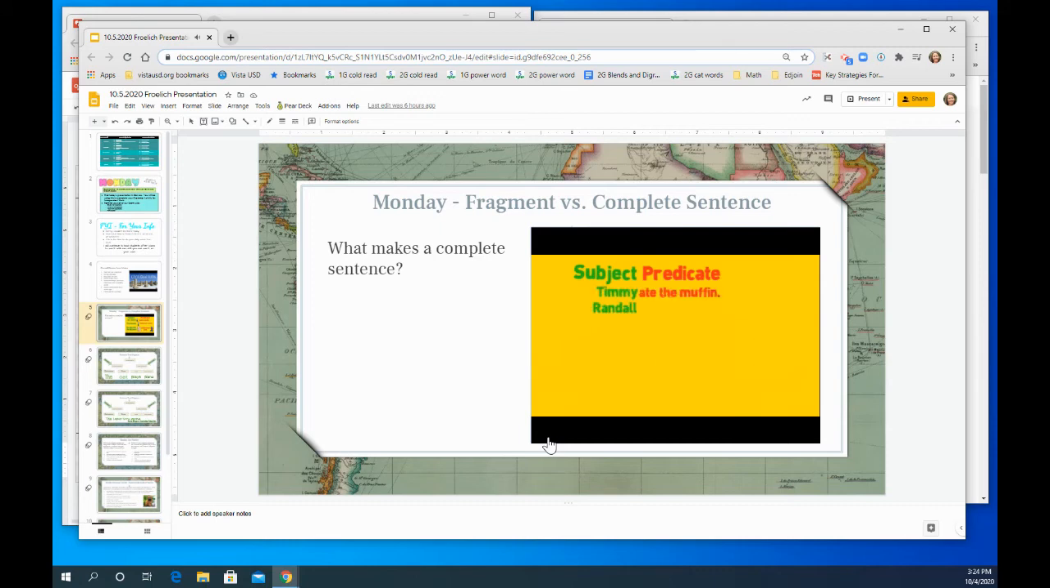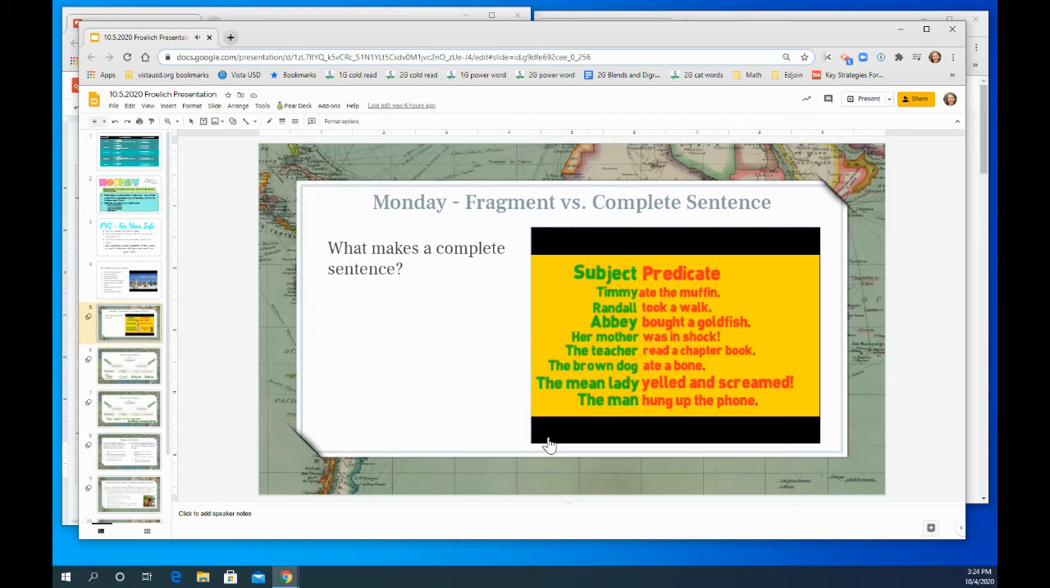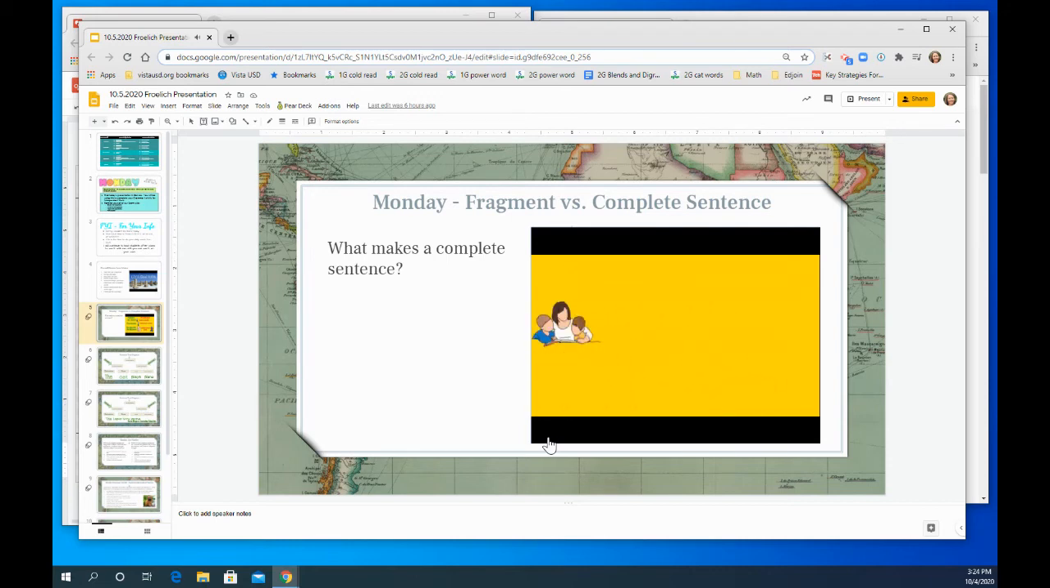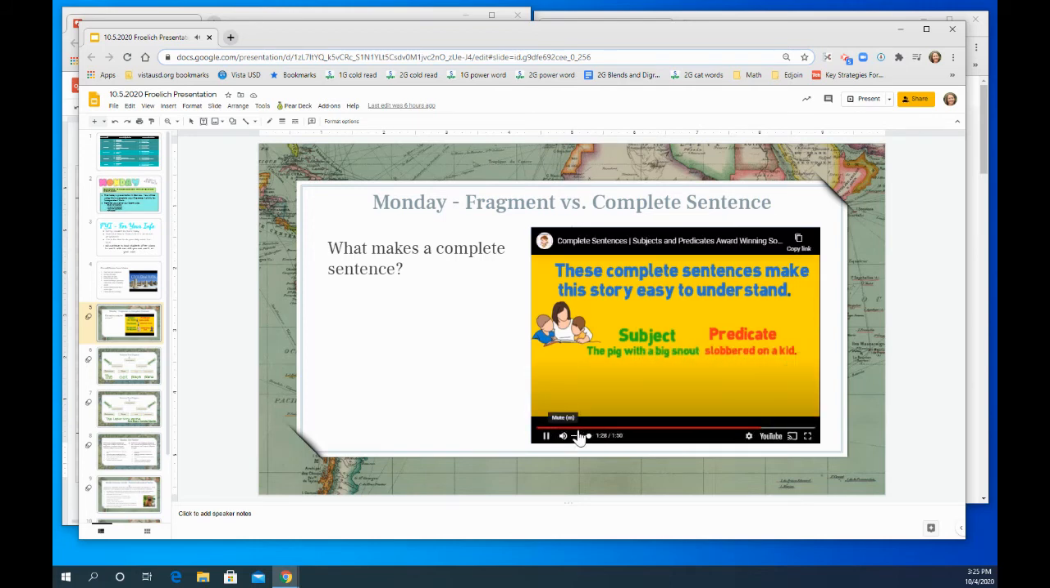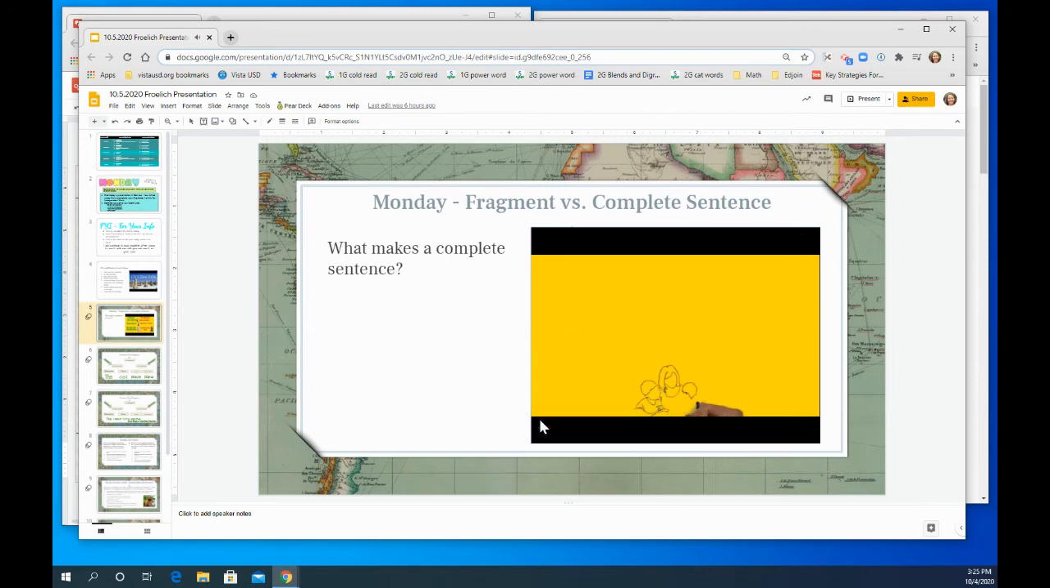Timmy ate the muffin, Randall took a walk. Abby bought a goldfish, her mother was in shock. The teacher read a chapter book, the brown dog ate a bone. The mean lady yelled and screamed, the man hung up the phone. If you want your reader understanding what you say, complete sentences will get you on your way. Subjects and predicates must always be combined to convey to your reader all the thoughts you had in mind.